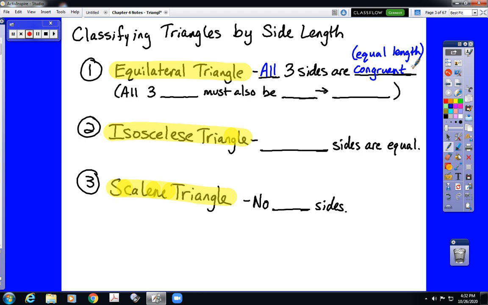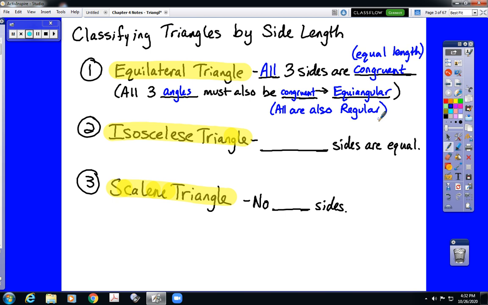Now, triangles are unique in that this means that if all three sides are the same, then all three angles must also be congruent or equal, meaning that every equilateral triangle is also equiangular, which means all equilateral triangles are also regular triangles. All three of those words are words that we've used earlier in the book. So we should know that equilateral, equiangular, and regular all mean the same thing for triangles. They mean all three sides are the same, which means that all three angles have to be the same, which means that they are regular.